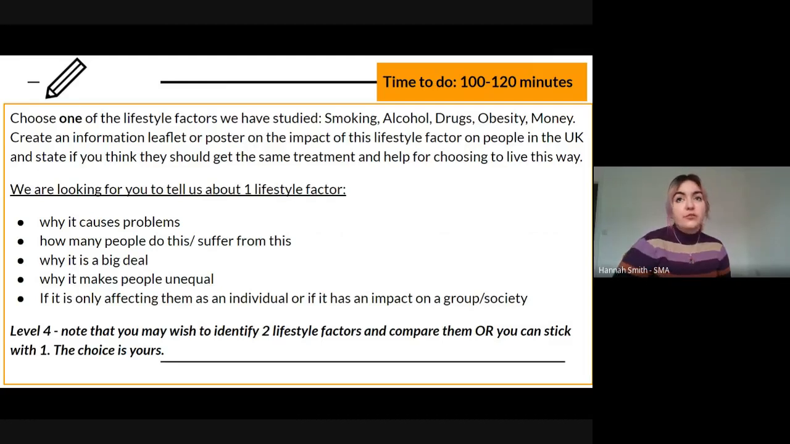Now, if you are level 4 and you're really wanting to challenge yourself, you might want to pick 2 and compare them. That is an optional challenge. So you would want to give us all the information about smoking, the impact it has, the NHS, the government, what they're doing about it, and drugs or obesity. Any choice is your choice, but you might compare them and say, actually, this one is worse because this one needs more money from the government because... If, however, even if you're level 4 and you're wanting to do national next year, you can stick with 1 and still meet this criteria.